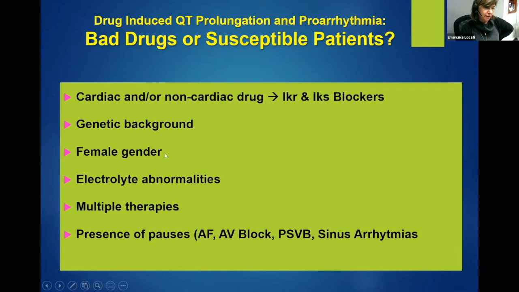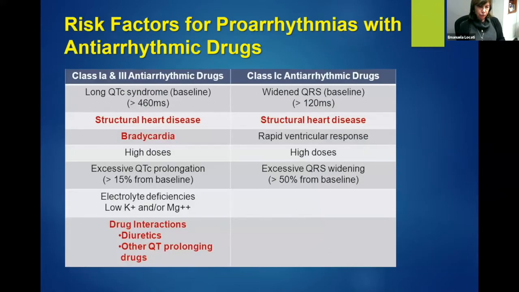Then there is the female gender, which is a known predisposition, as I said, electrolyte abnormalities, concomitant multi-therapy, and then the presence of pauses induced by AF, which is a potentially important cofactor, or the presence of AV blocks, or VPBs or also PVCs and sinus arrhythmia. This is just to show that the weight of this is different for 1C and for 1A and 3 antiarrhythmic drugs, as I showed you before in some examples.